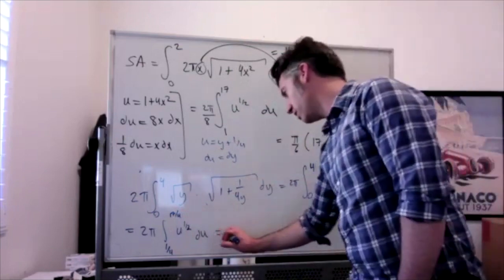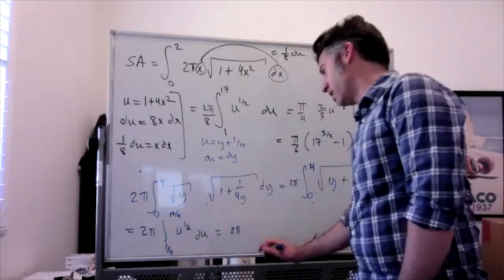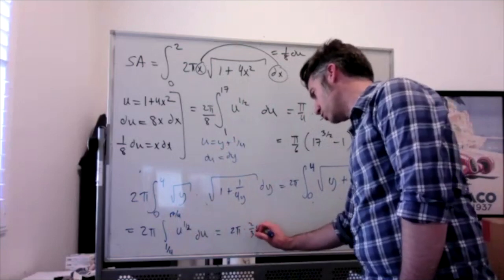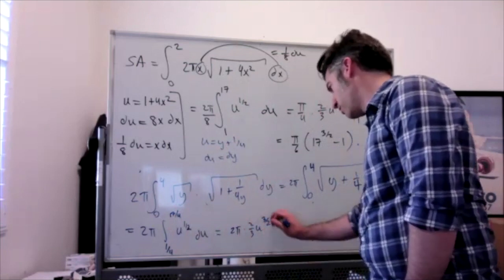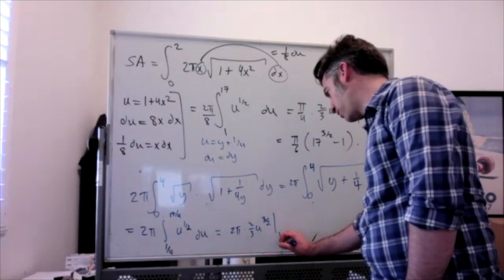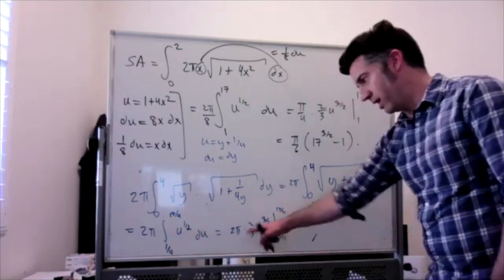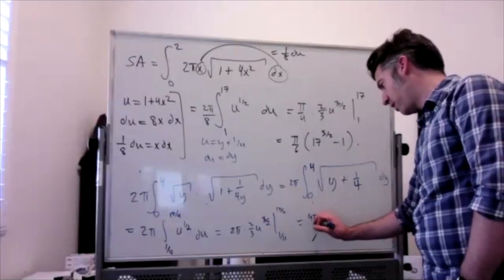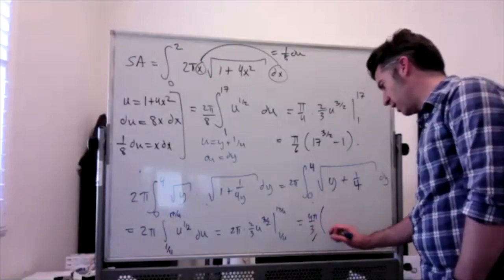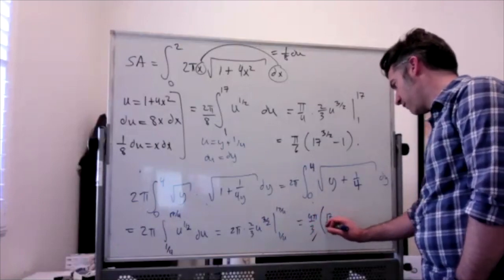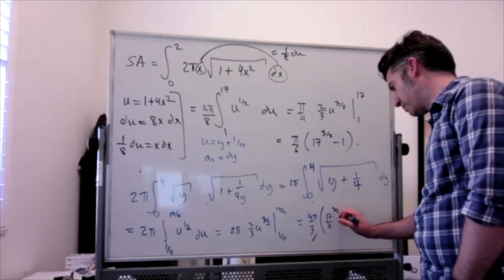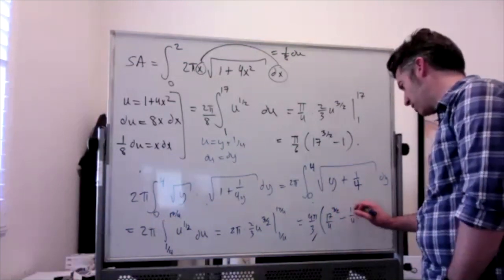So then integrating this, we get 2 pi times 2/3 u to the 3/2 from 1/4 to 17/4. And plugging that in, 2 pi times 2 over 3 is 4 pi over 3 times 17/4 to the 3/2 minus 1/4 to the 3/2.